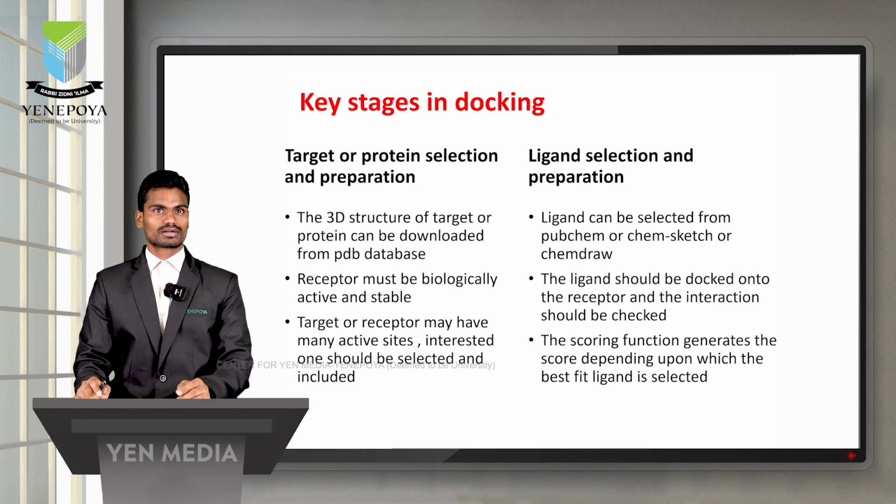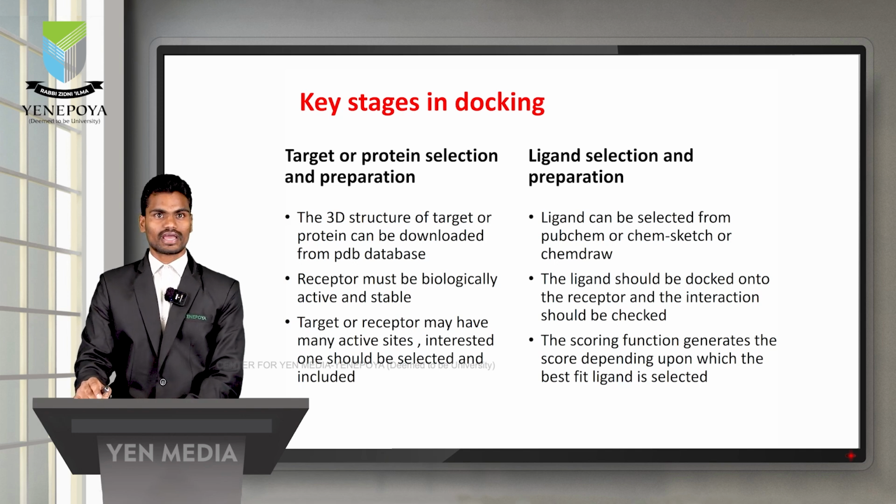First we will target our protein selection and preparation. After that, ligand selection and preparation. In target selection, the 3D structure of target or protein can be downloaded from PDB database. In the ligand selection, ligand can be selected from PubChem or ChemSketch or ChemDraw. So in target selection, the receptor must be biologically active and stable, whereas in ligand selection, the ligand should be docked onto the receptor and the interaction should be checked.